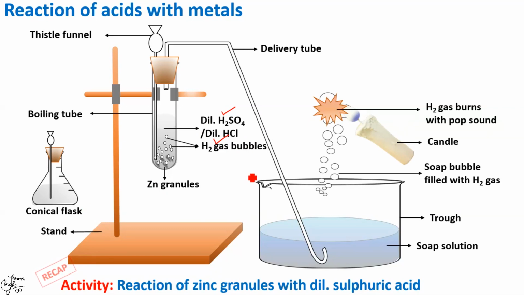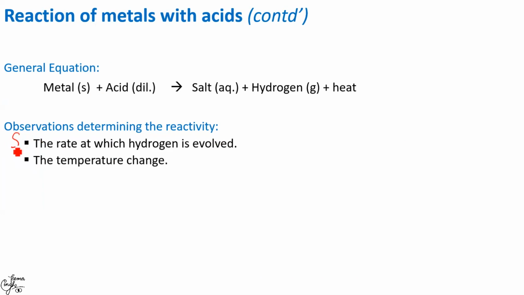Students, we had two major observations here. One, hydrogen gas is evolved when metals react with acids, and number two, the temperature increases. You can measure the temperature change with the help of a thermometer. On the basis of these two observations, we can determine the reactivity of different metals with acids. The metal that reacts more vigorously with acids, where hydrogen gas is evolved more rapidly and where we see more heat being evolved, is definitely more reactive and will be placed higher in the reactivity series.